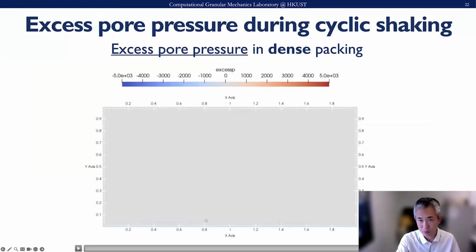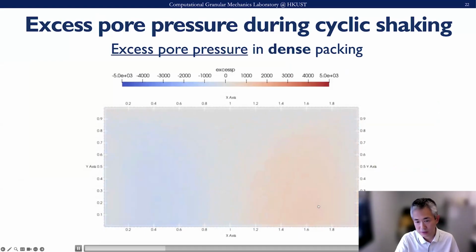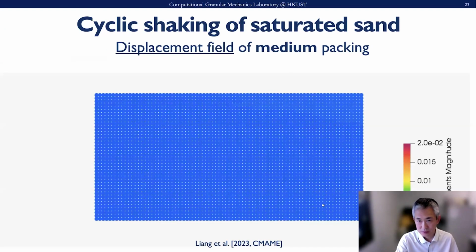And here is the excess pore pressure in the dense packing. During this shaking, positive and negative pore pressure alternately appear at the left and right parts, but there is no apparent buildup of excess pore pressure in this dense packing here.